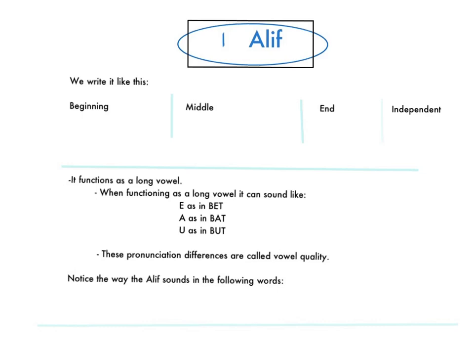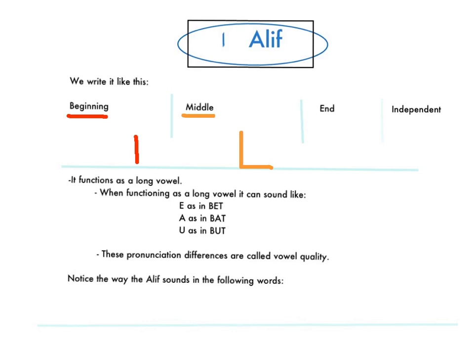Alif is the first letter of the Arabic alphabet. Alif is written in different shapes depending on where it falls in a word. Now, let's look at some examples of how to write Alif. At the beginning of a word, we write Alif from top to bottom. In the middle of the word, we write it starting on the line and then up.